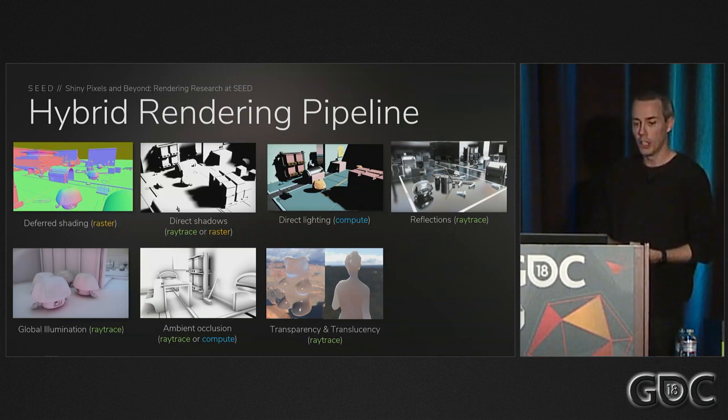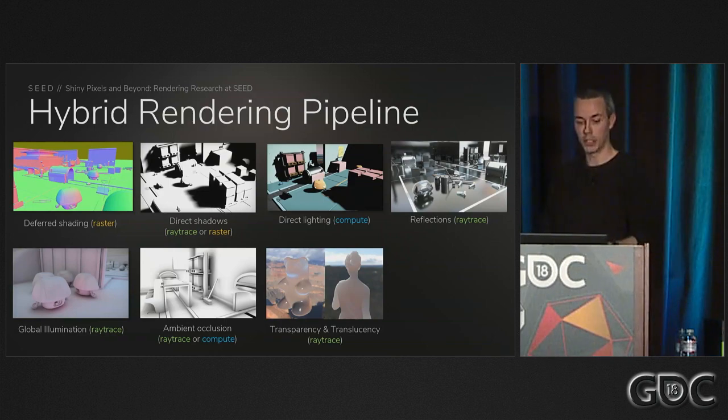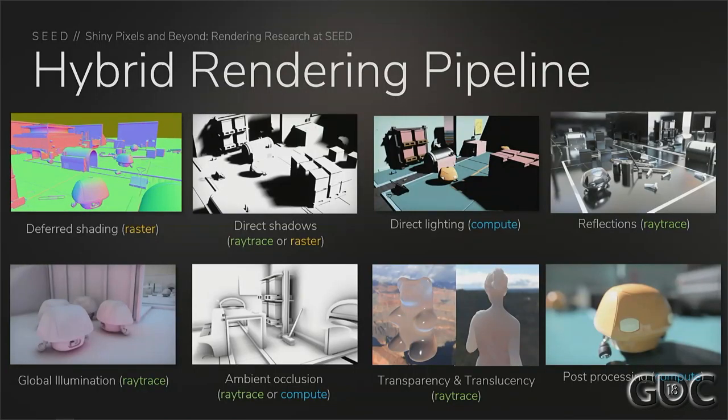And for transparencies in this scene, we don't have that many, but we use a very different technique there. We do that all through ray tracing and texture space, which Colin will be talking a little bit more about later. And then finally, to compose together the entire scene, we do all our post-processing in compute in a couple of different types of passes.